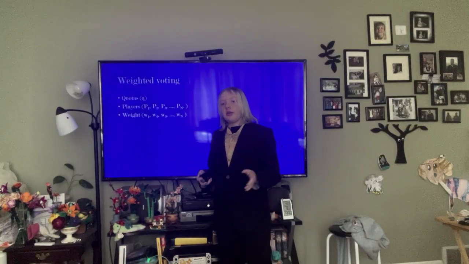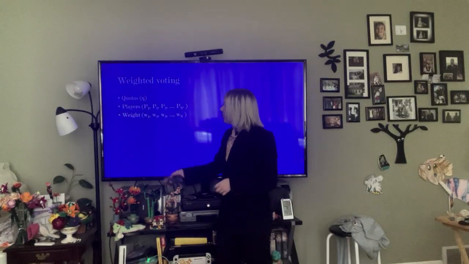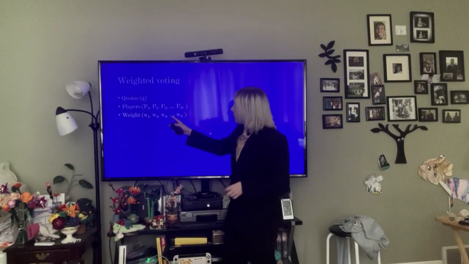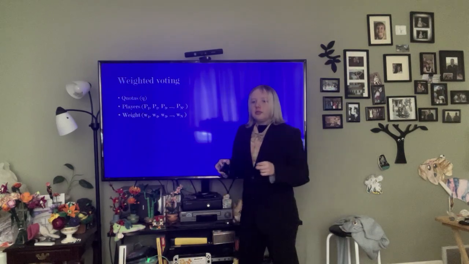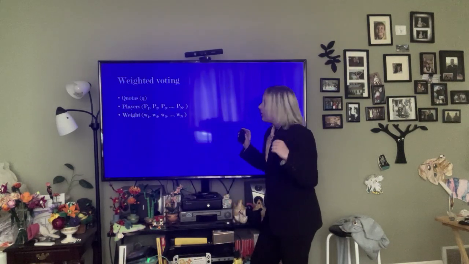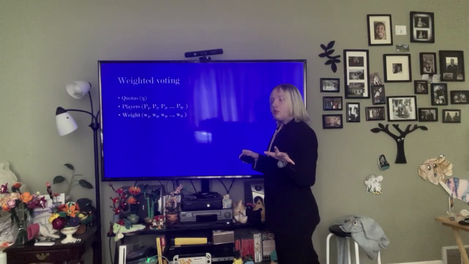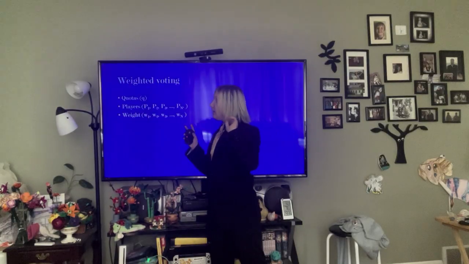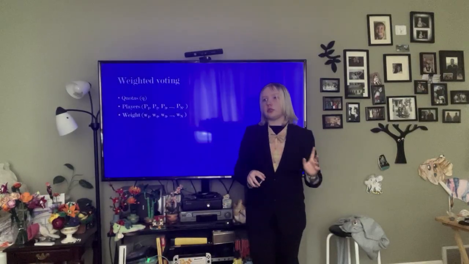Weight is the total amount of power each player has. So W1 is the weight of player 1, W2 is the weight of player 2, and so on. It is important to note, before I move on, that quotas need to be over half of the total weight, but less than the total weight.